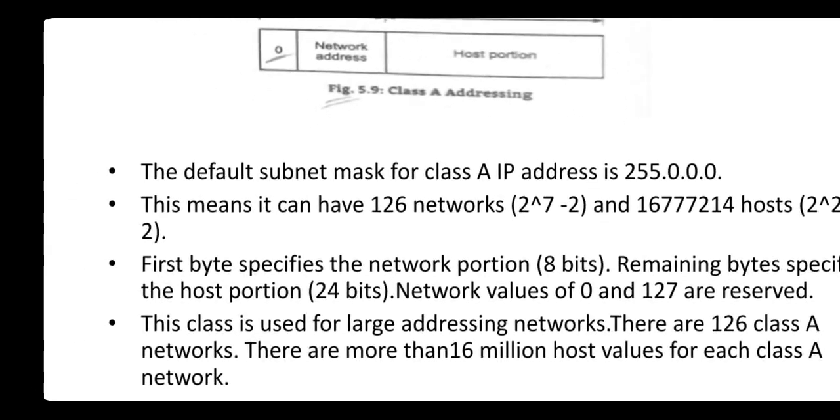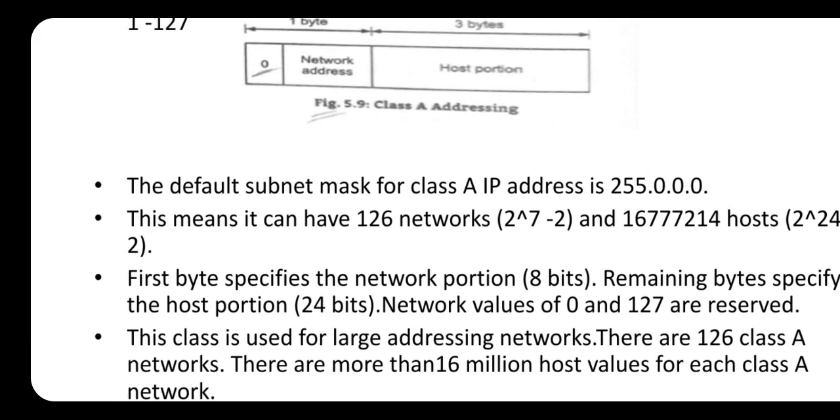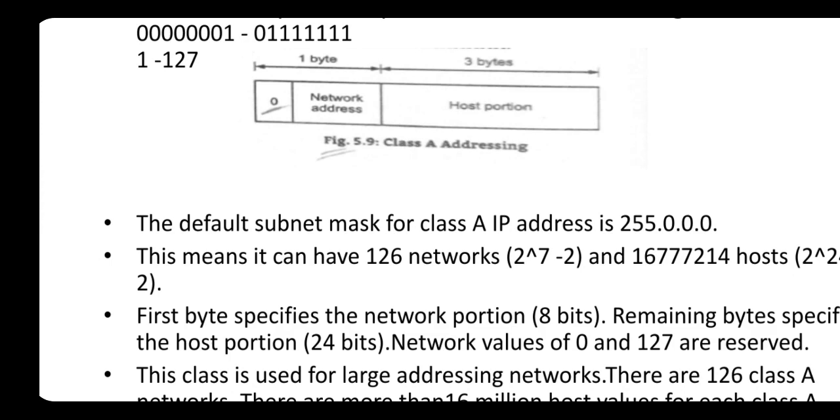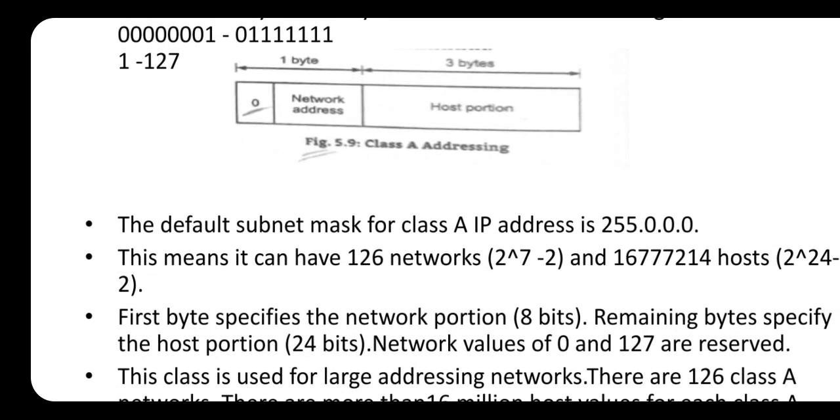Default mask is 255.0.0.0. This means it can have 126 networks, because the network bits are a total of 7, since 1 is the most significant bit, so the remaining are 7 bits. 2 raised to 7 minus 2 networks. Okay, 2 raised to 0 is 1, 2 raised to 1 is 2, 2 raised to 2 is 4, 2 raised to 3 is 8, 16, 32, 64, 128. 2 raised to 7 means 128 minus 2, that is 126 networks.